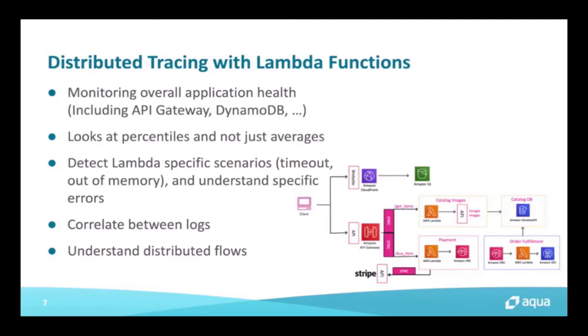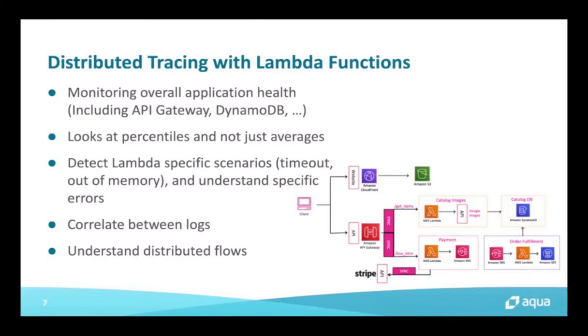On top of everything that I've mentioned, some things that we need to bear in mind when we're monitoring such a distributed application is, first of all, the overall application health. So it's not just the Lambda function error rate, it's also what about the API Gateway and the DynamoDB and the KMS or the SNS and Stripe calls. All these resources are something that we need to bear in mind.